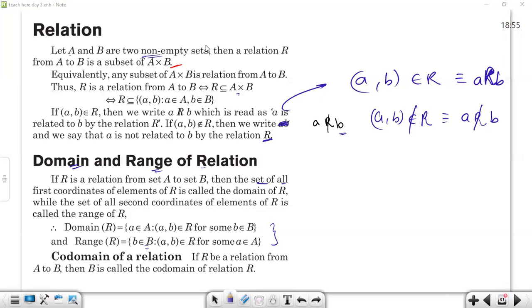I have a doubt on domain, so could you repeat it again? Okay, should I repeat it? Yes, sir. Okay, so let's take one more example.